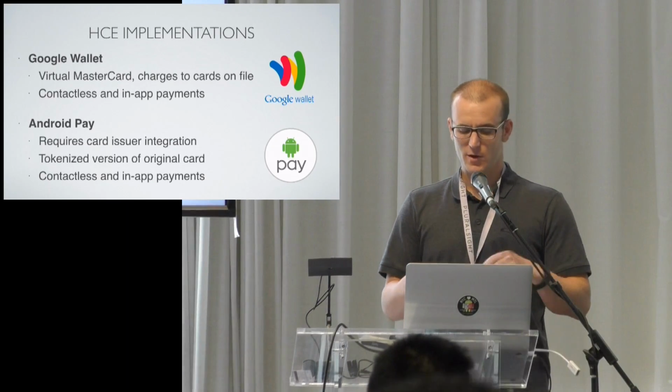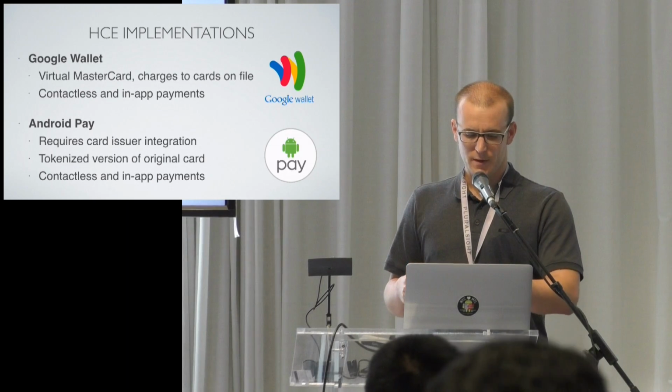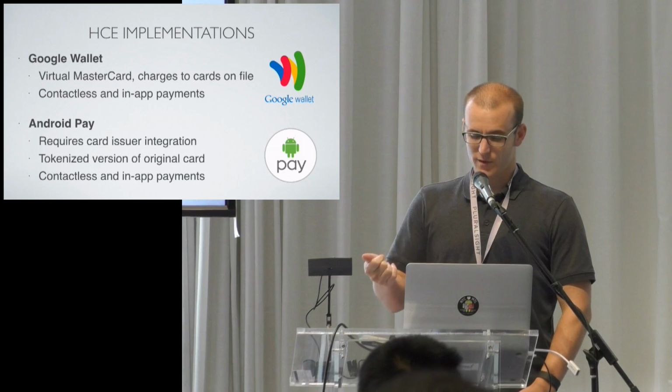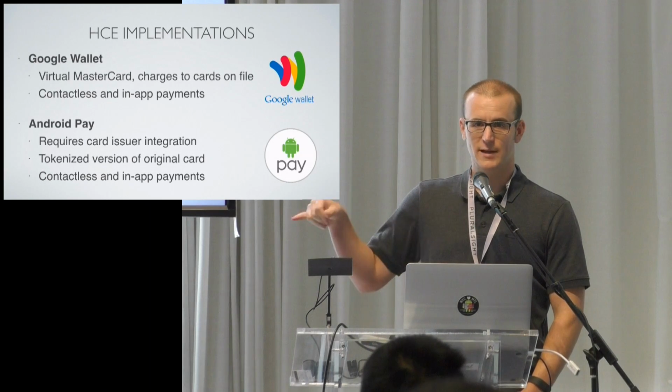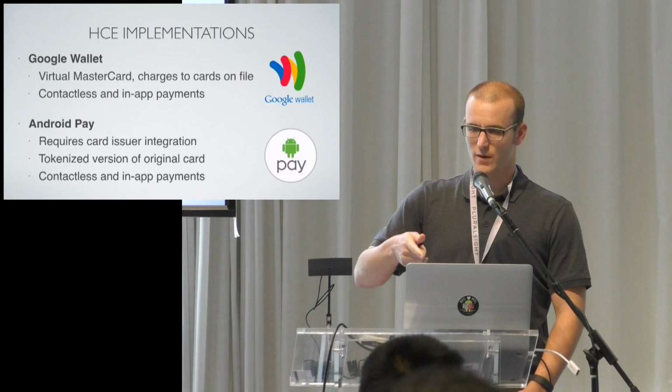In this case, and I'm going to talk about tokenization a little bit later on and how that works, in Android Pay you're getting a tokenized version of the original card, and it's going to work for both contactless as well as in-app payments. I saw Priceline downstairs. I've used their in-app payments with Google Wallet.